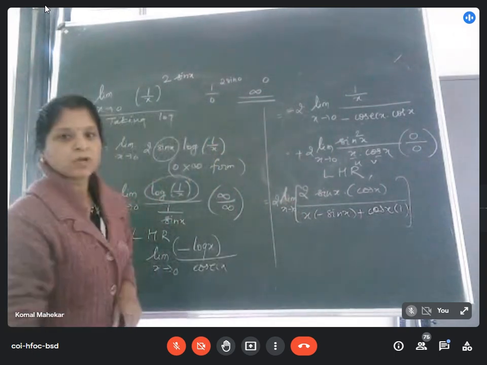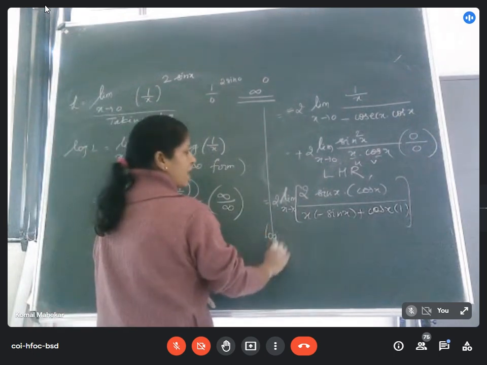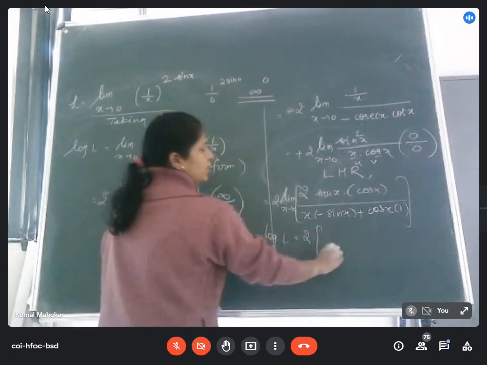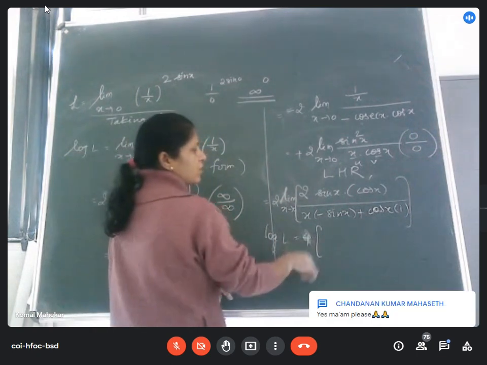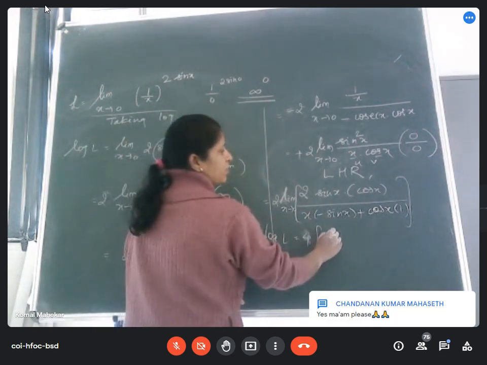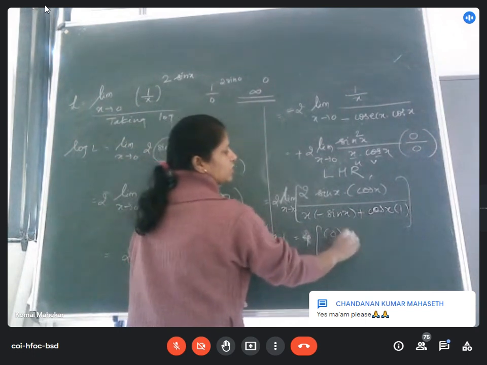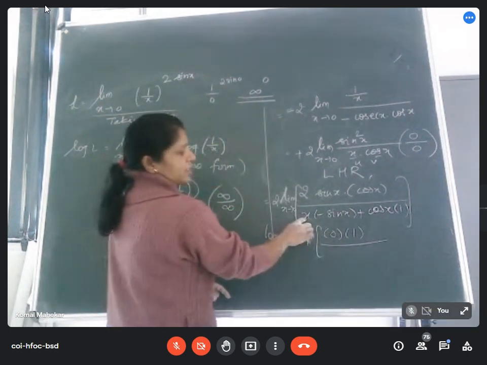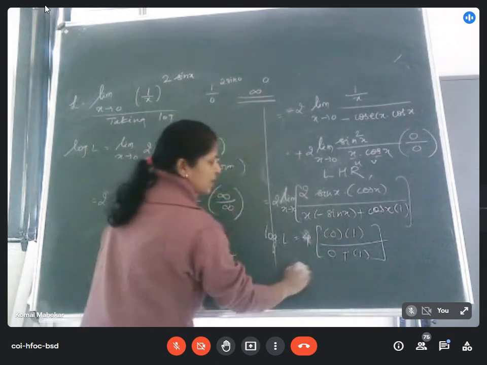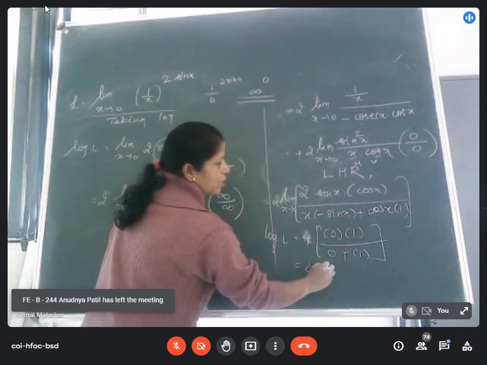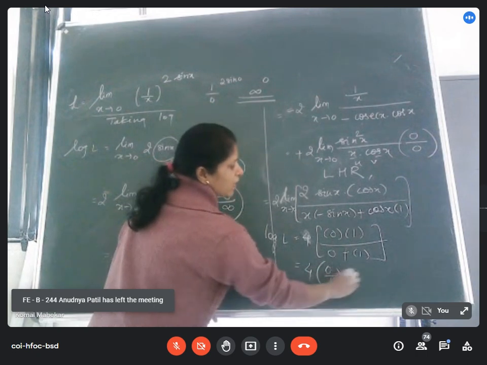Now the value: here log of L is equal to 2 into, if you put the value x is equal to 0, 2 into 2, that becomes 4, multiplied by sin 0 into cos of 0. Sin 0 is 0, cos 0 is 1, divided by sin 0 into 0, x is 0, plus cos 0 is 1. So our answer is 4 into 0 by 1. So answer is 0.